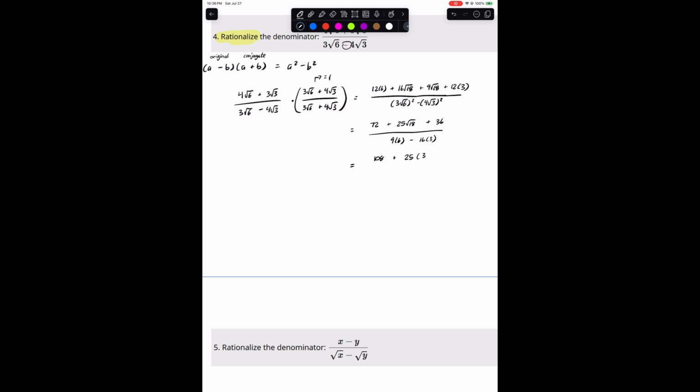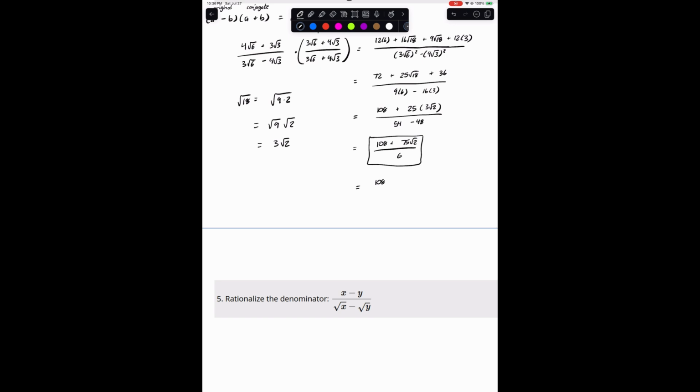That root 18, right, is 3 root 2. Because root 18 equals root 9 times 2, which is root 9 times root 2, which is 3 root 2. Okay? Over 54 minus 48. And we get 108 plus 75 root 2 over 6. That is your final answer. If you wish, you could split a fraction into 2 like this, using adding fractions law, whatever. You get 18, I believe, plus divide by 3 top and bottom, 25 root 2 over 2.